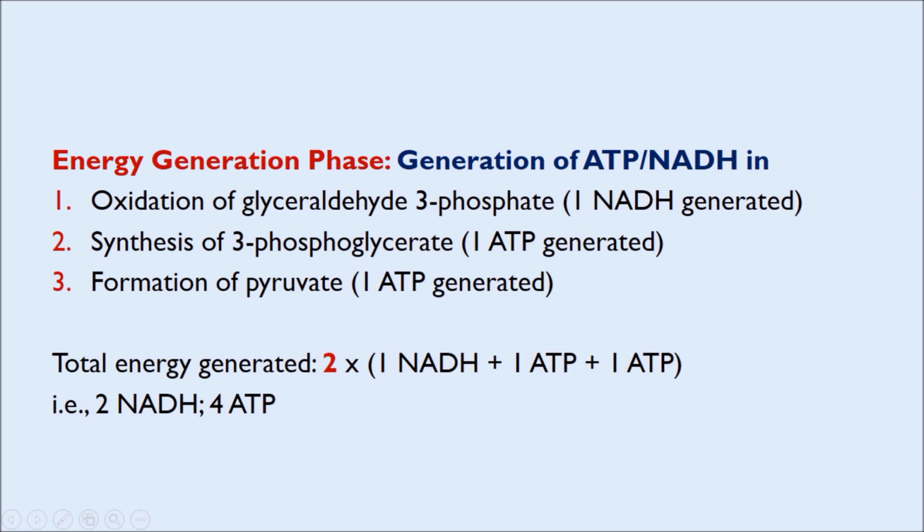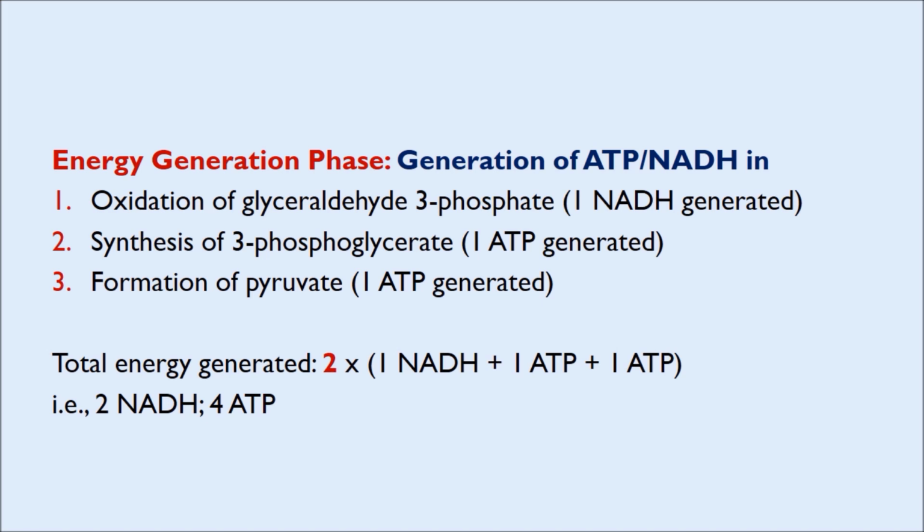Similarly, in the energy generation phase, there is generation of ATP or NADH in 3 reactions. In oxidation of glyceraldehyde 3-phosphate, 1 NADH is generated. In synthesis of 3-phosphoglycerate, 1 more molecule of ATP is generated. And in formation of pyruvate, another ATP is generated.